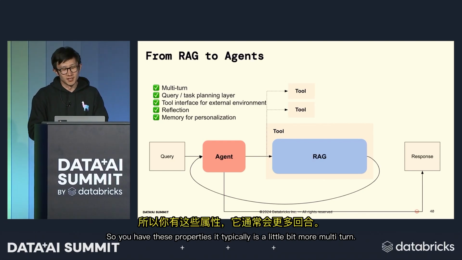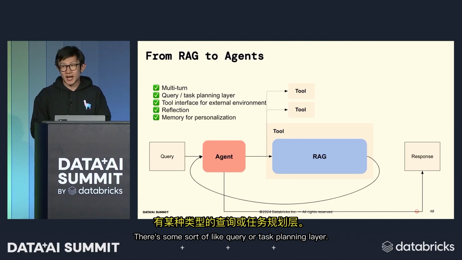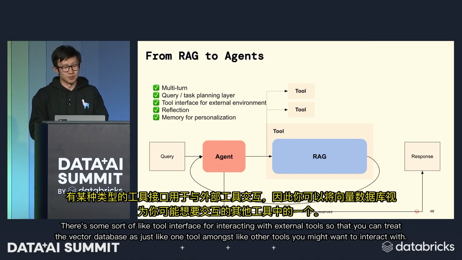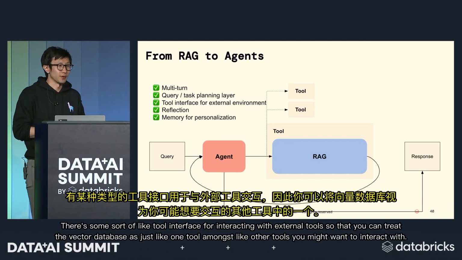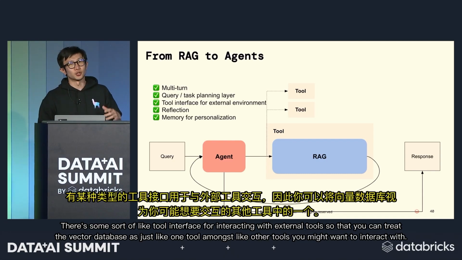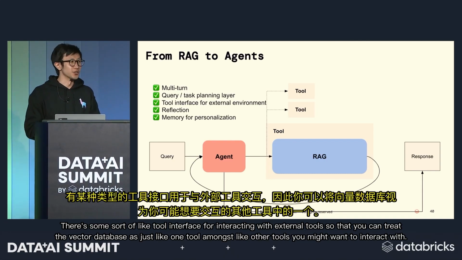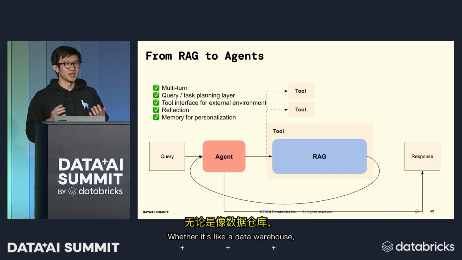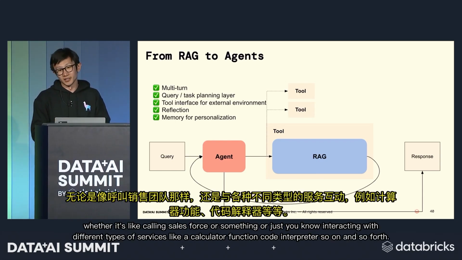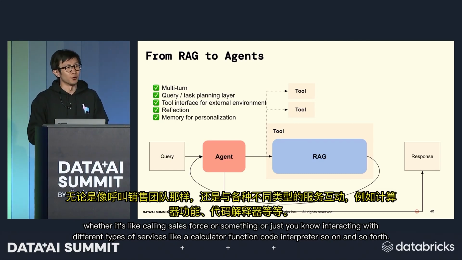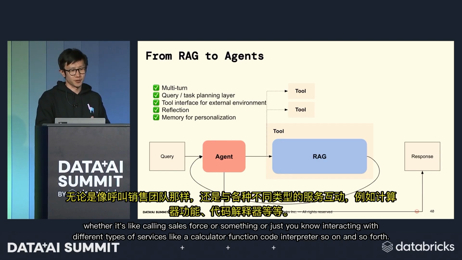It typically is a little bit more multi-turn. There's some sort of query or task planning layer. There's some sort of tool interface for interacting with external tools, so that you can treat the vector database as just one tool amongst other tools that you might want to interact with, whether it's a data warehouse, calling Salesforce or something, or just interacting with different types of services like a calculator function, code interpreter, and so on and so forth.